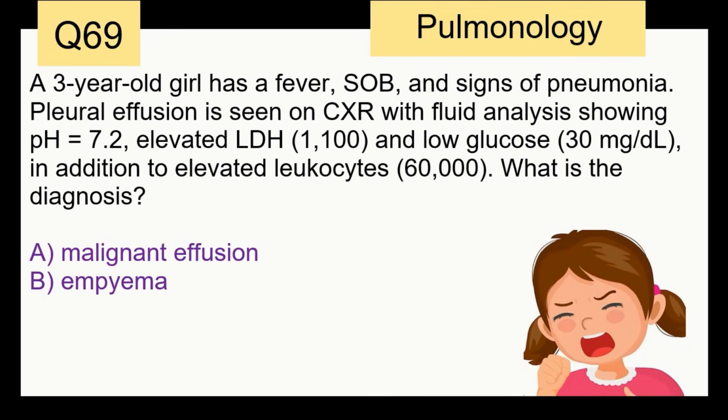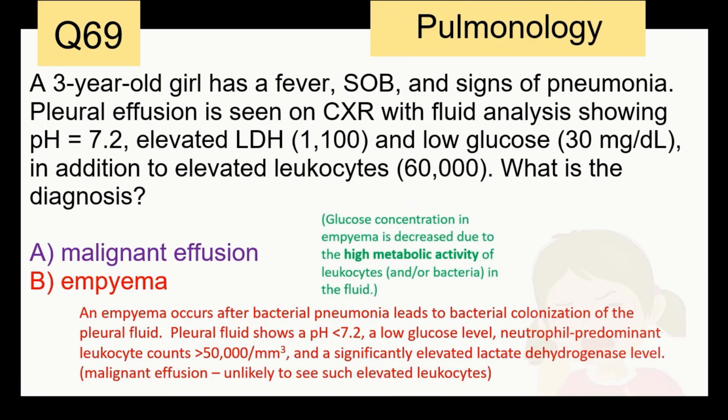69. A 3-year-old girl has had a fever, shortness of breath, and signs of pneumonia. Pleural effusion is seen on chest x-ray with fluid analysis showing pH 7.2, elevated LDH, and low glucose. In addition to elevated leukocytes, what is the diagnosis? It is an empyema. Low glucose, think empyema. And of course, that explains the neutrophil count.